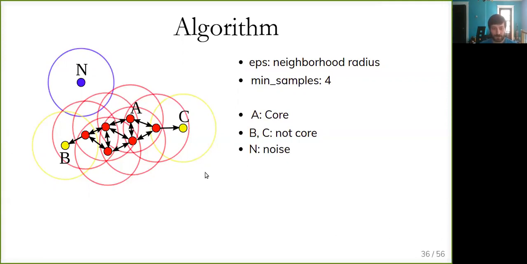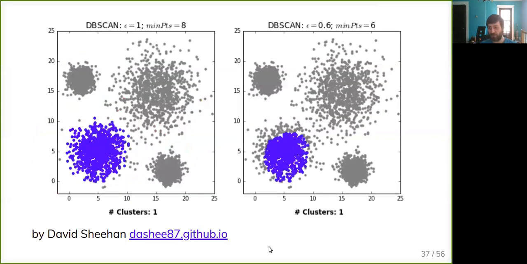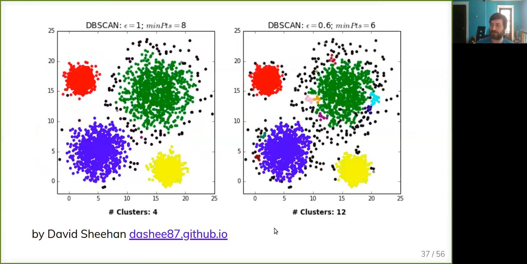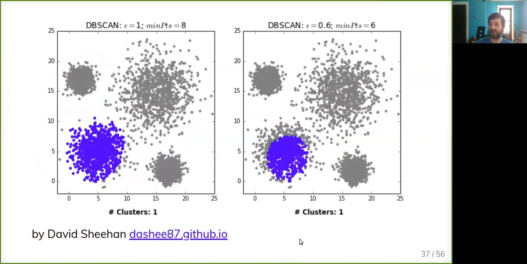So I have a nice animation that I stole from David Sheehan's GitHub page for two different parameter settings. And here, DBSCAN does not have the number of clusters as a parameter. It has only epsilon and min points. Can I restart this? Okay, there it goes, it restarts.